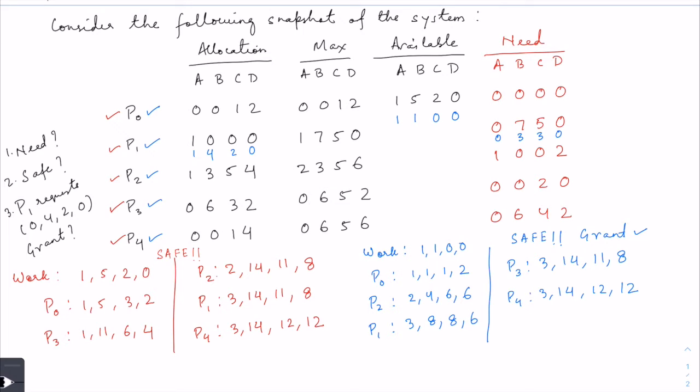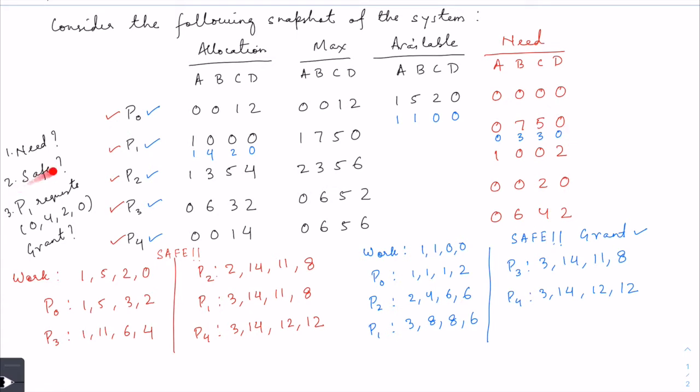The current allocation for P1 is 1000, but its maximum allocation can be 1750. At this point of time, what is the maximum request it can make? So we will take this and subtract it from this. Since it already has the one instance of A, it can maximum ask for 0 over here. It can maximum ask for 7, but it does not have anything from B, so it can ask for 7 more. Similarly for C and D. So you take the max vector and subtract the allocation vector from it, and you will get the need vector. You do this for all the processes, you get the entire need matrix.